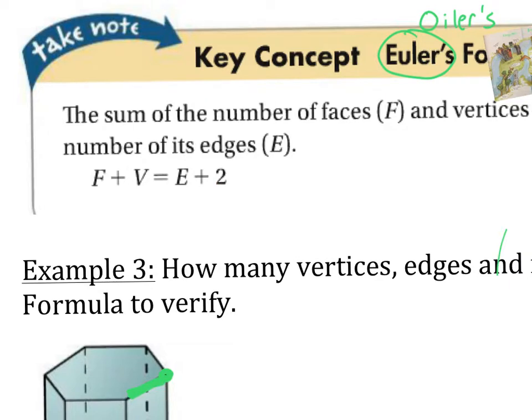So just to give an example, before, we had 6 faces and 8 vertices, and we had 12 edges. And notice that indeed we get 14 equals 14. So this is the one for the cube, or maybe a Kleenex box. Trademarked.